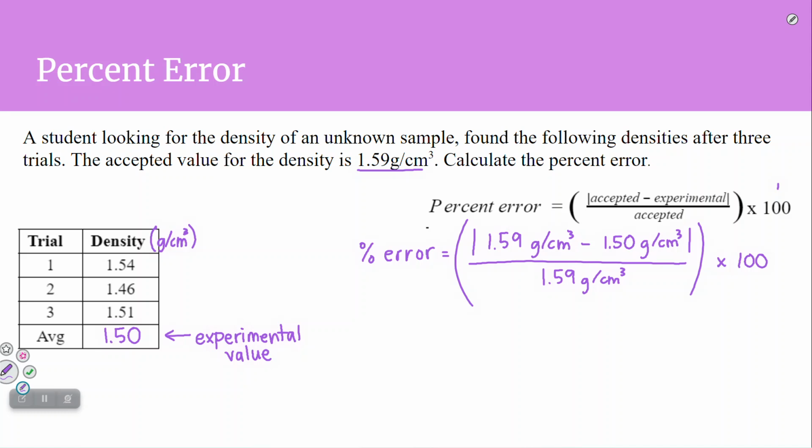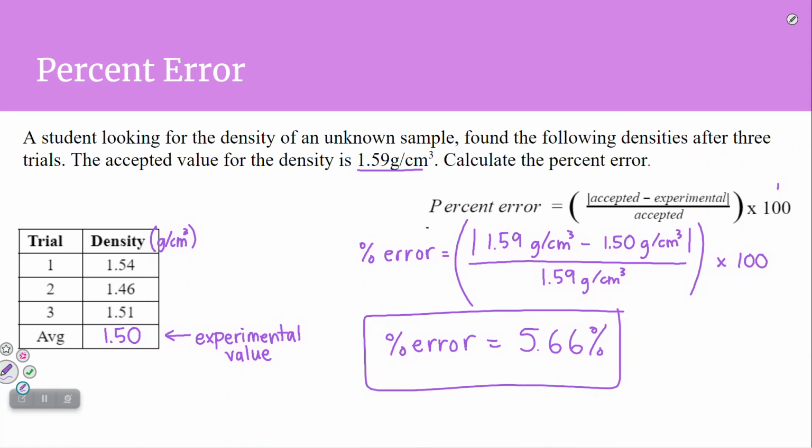All right, so let's calculate this. You plug it in the calculator, 1.59 minus 1.50 divided by 1.59 times 100, and you get a percent error value of 5.66%. Okay, well, what does that mean? That means that this student's experimental value over here was 5.66% away from the accepted value.